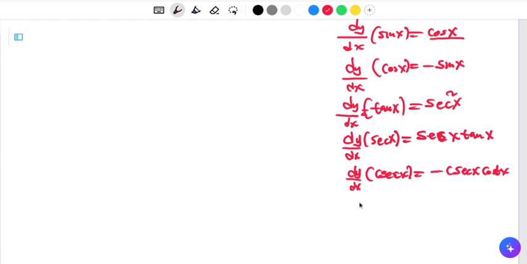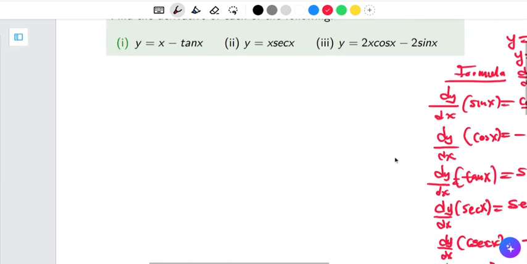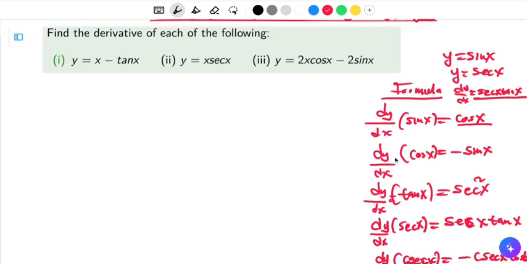What about cotangent? So the dy dx of cotangent, or cot x, is equal to negative cosec squared x. So it's negative cosec squared x. So you need to know all these. So now let's try to answer this question.